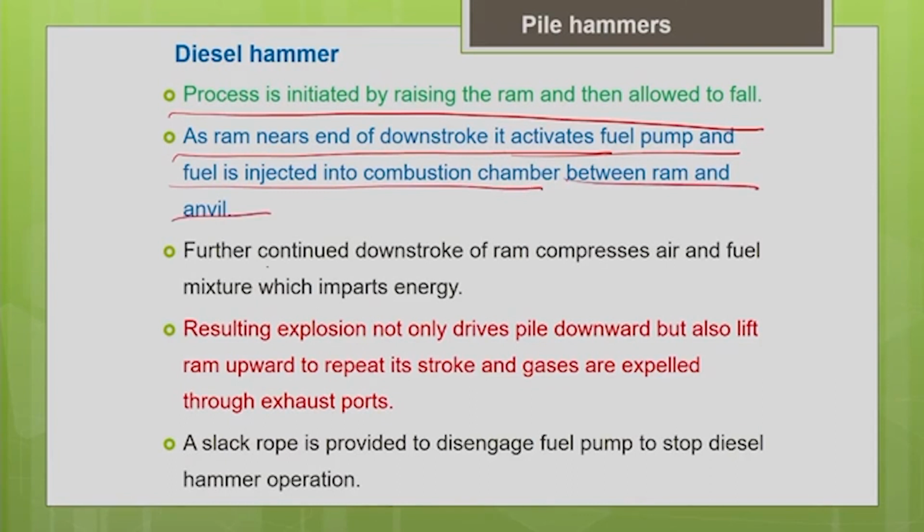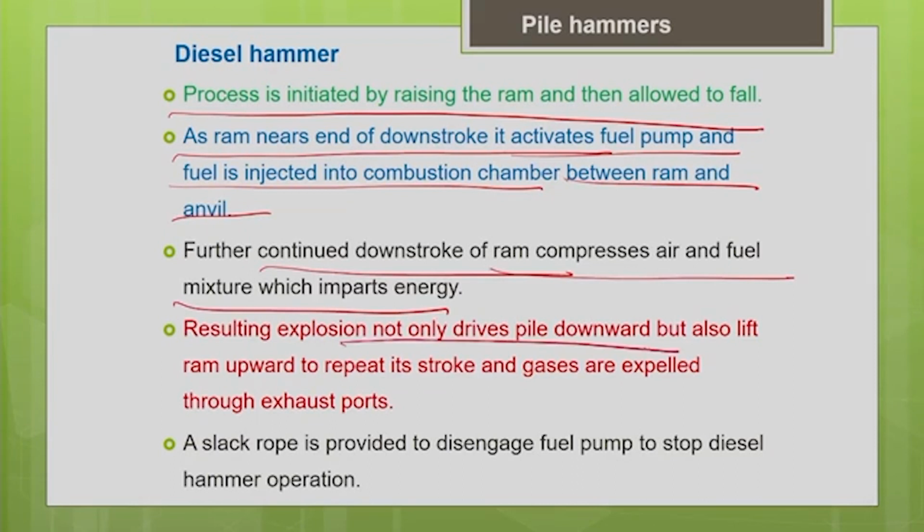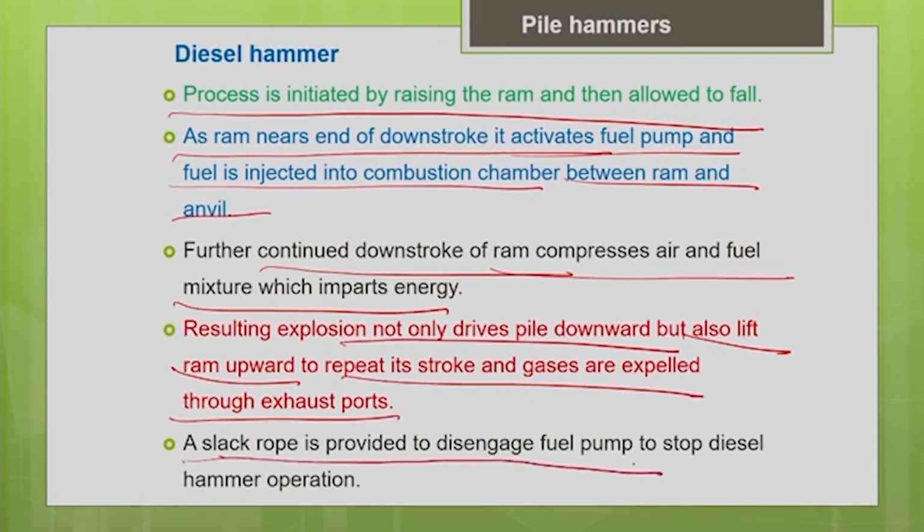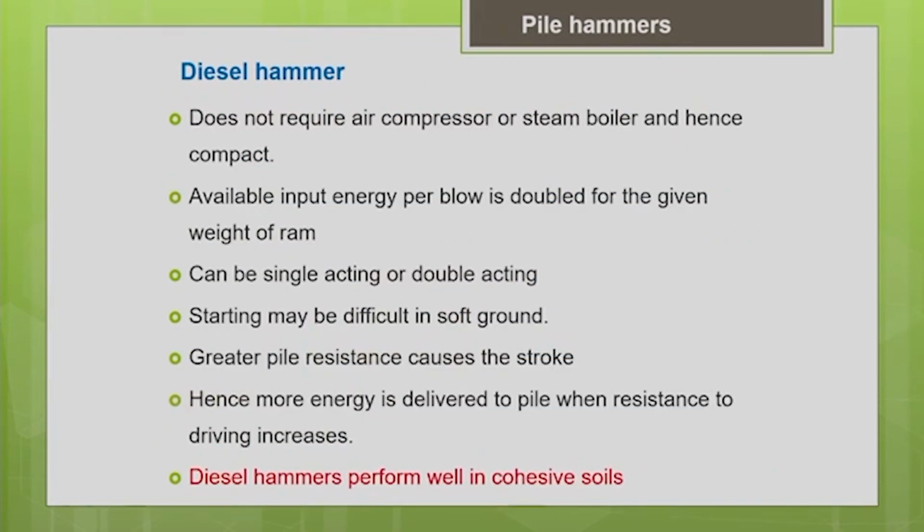Further continued downward stroke of the ram compresses the air and fuel mixture. That will impart the energy, the resulting explosion. So, it not only drives the pile downward, but also lifts the hammer, or the ram, upward to repeat its stroke, and the gases are expelled through the exhaust ports. If you want to stop the operation, there is a slack rope provided to disengage the fuel pump to stop the diesel hammer operation. So, there is a provision to stop the functioning of the hammer. This is how the diesel hammer works.